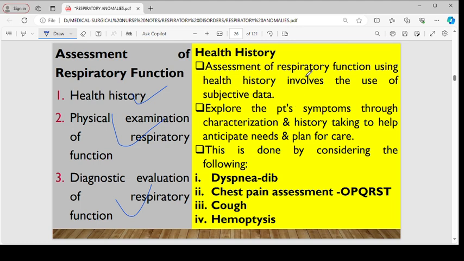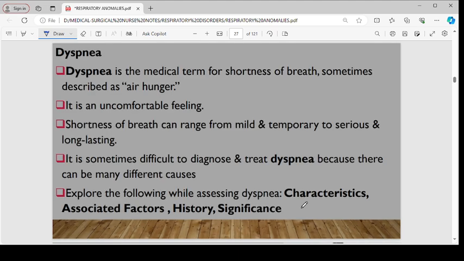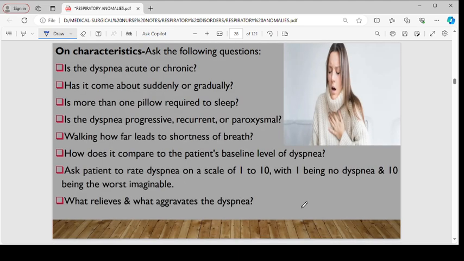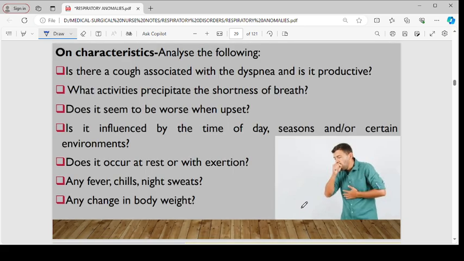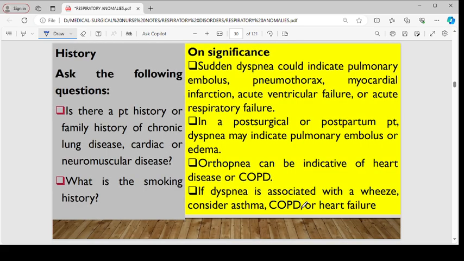So on health history, the assessment of the respiratory function using health history involves the use of the subjective data. So we explore the patient's symptoms through characterization and history taking to help anticipate the needs and plan care. By considering these factors, we assess the dyspnea, the difficulty in breathing, we look at the chest pain, and of course, we characterize using the OPQRST mnemonic, and then we look at the cough, hemoptysis, the dyspnea, the associating factors, and the questions that we have to ask just to see how severe this condition is.